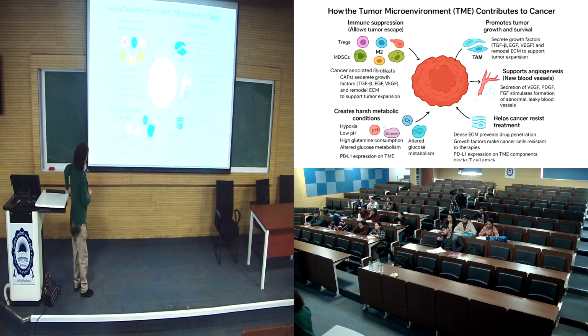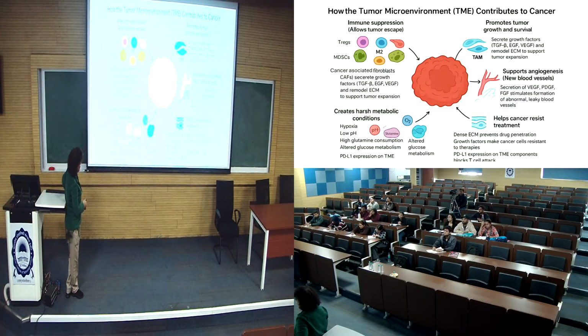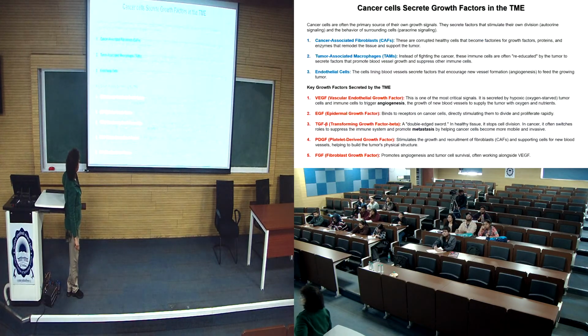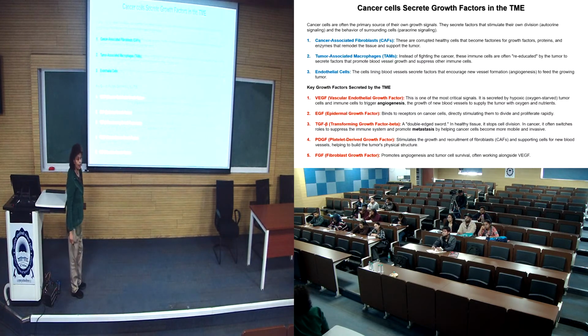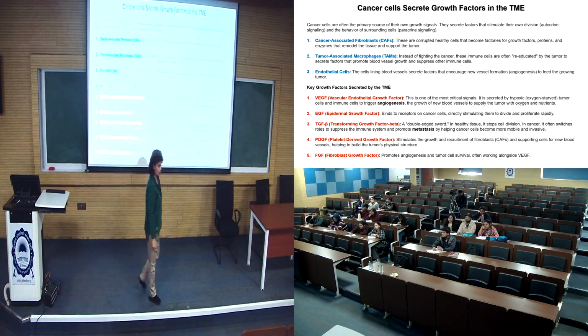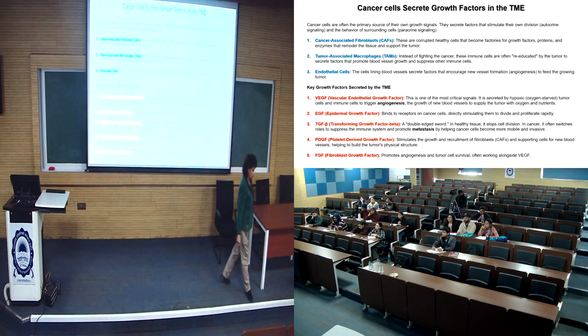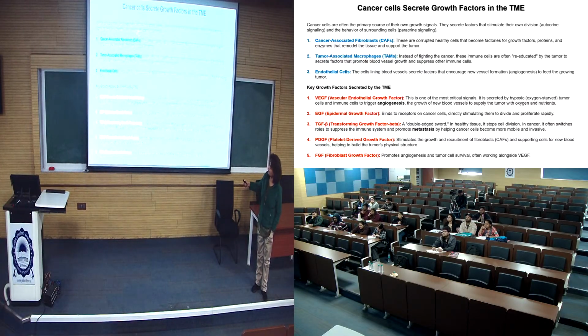So tumors are usually hypoxic, low pH, with high glutamine consumption. They express PD-L1 to make sure no T cells come to them. Some of the factors are these: they recruit tumor-associated macrophages. So these immune cells actually help in angiogenesis. Instead of killing the tumor cells, they help in angiogenesis. Cancer-associated fibroblasts corrupt healthy cells. They become factories for growth factors for tumor cells to survive. And they secrete all of these factors for their own good.